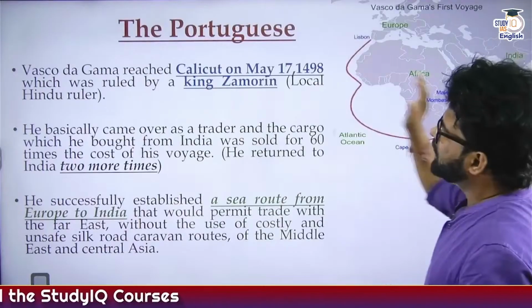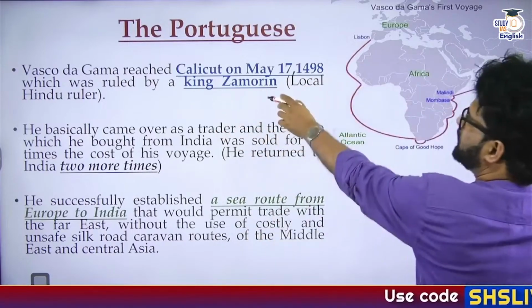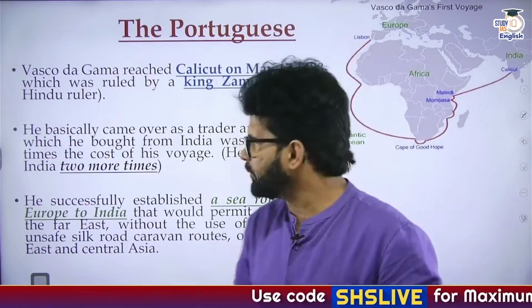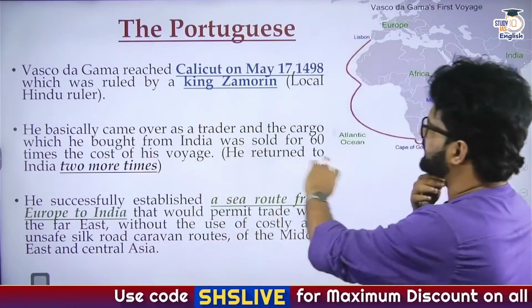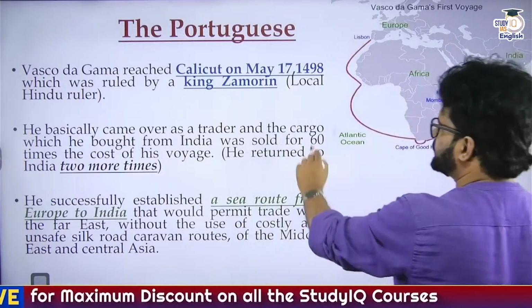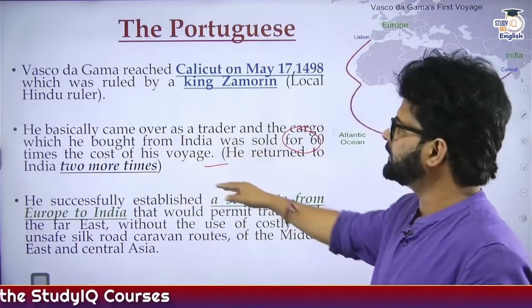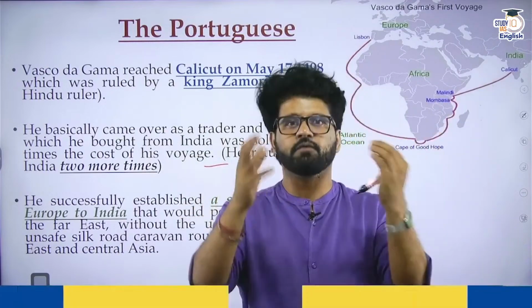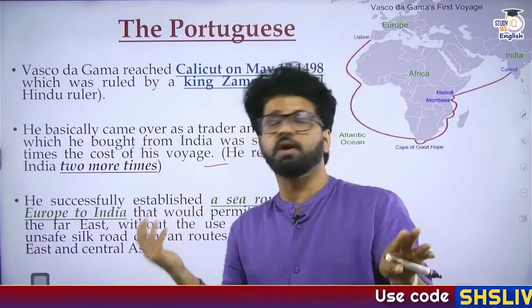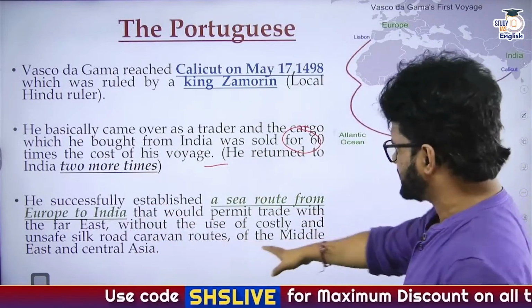Fine. So Vasco da Gama reached Calicut on May 17, 1498, which was ruled by a local king, that is King Zamorin. He came as a trader and he bought from India, and whatever he took from India was sold for 60 times the cost of his voyage. And we have talked about all these things. He returned to India 2 more times. Who wouldn't? If you're getting that much profit, who wouldn't? He successfully established a sea route from Europe to India. You can read this. We have discussed this.